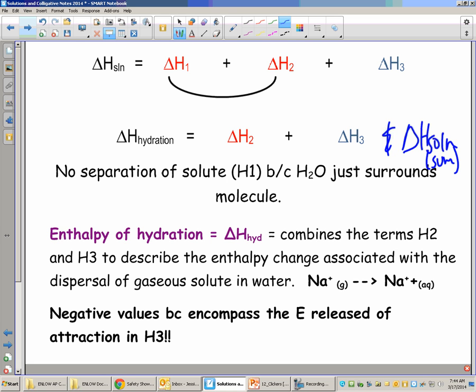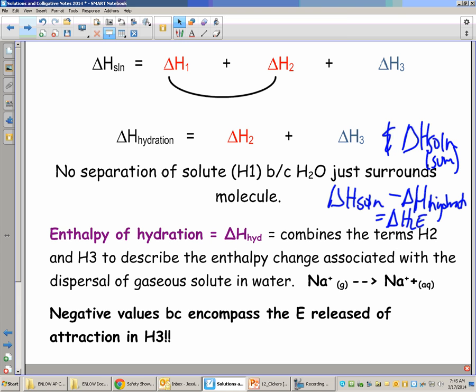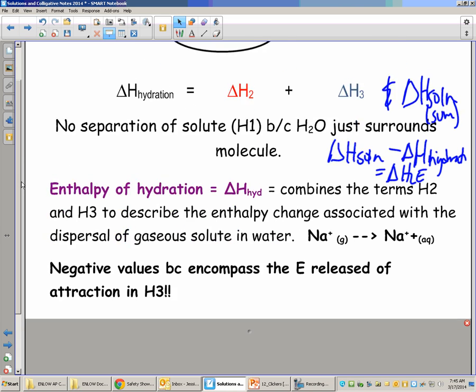Yeah, subtract. So take what you have for H solution minus H of hydration, and that will give you the H of the lattice energy, which is strictly the lattice energy, in kilojoules per mole. Okay, so we have another way to calculate lattice energy, so that's pretty much what I showed you here. H of hydration is just representing the part that is not the lattice energy, but everything else. And then there's a definition here for you.